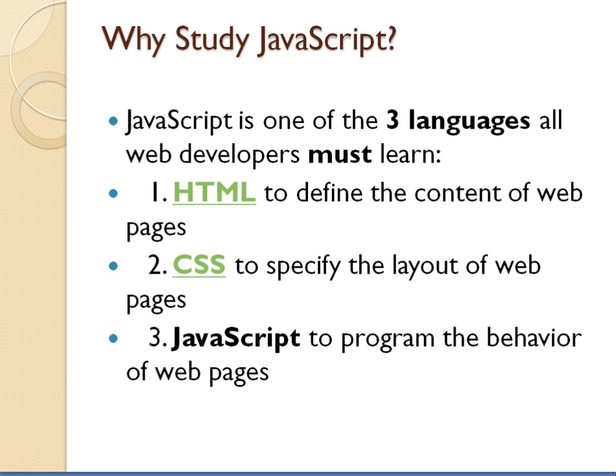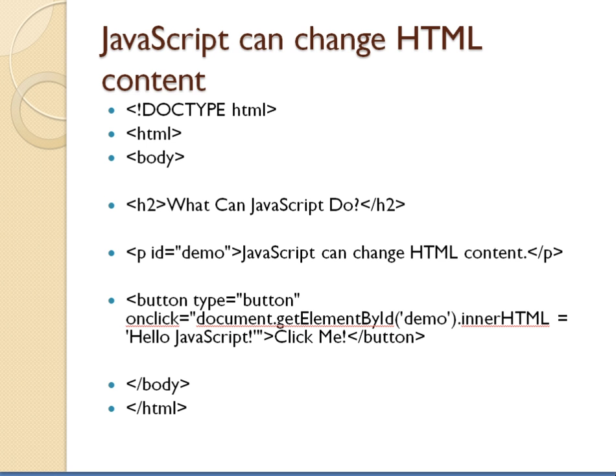Number one is HTML, to define the content of web page. So HTML, that is hypertext markup language. This is very important to learn. So my next course will be based on this HTML. I will be explaining. CSS is very important to specify the layout of web page. Then finally is JavaScript, to program the behavior of web pages.